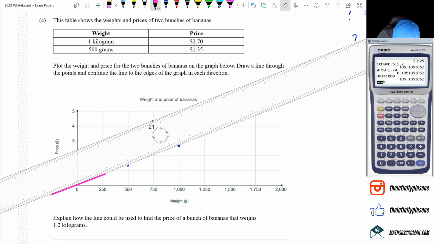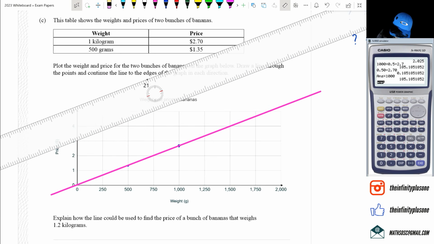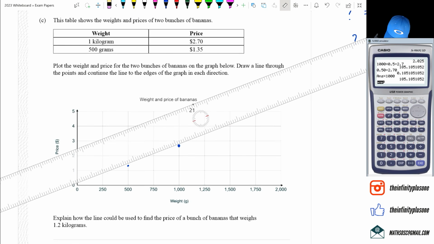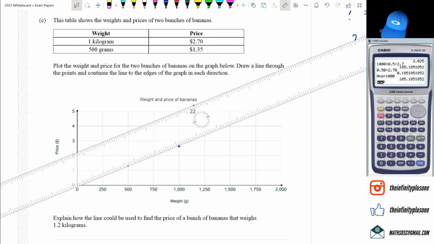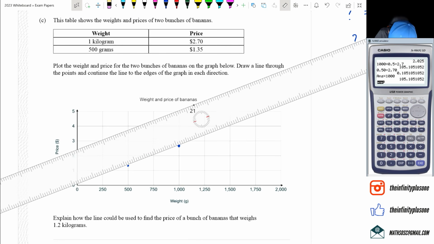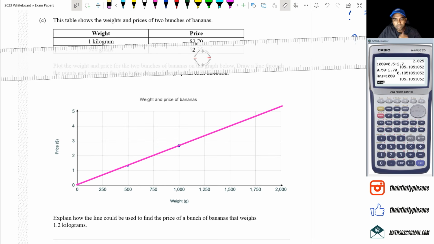So I'm going to draw a line there like this. Okay, and I've extended it out to the edge. I probably shouldn't have gone that far. I should have started at 0, because I can't really have negative weights. So I'll probably go to the edge right about there. All right. It's not a bad diagram. I like it.